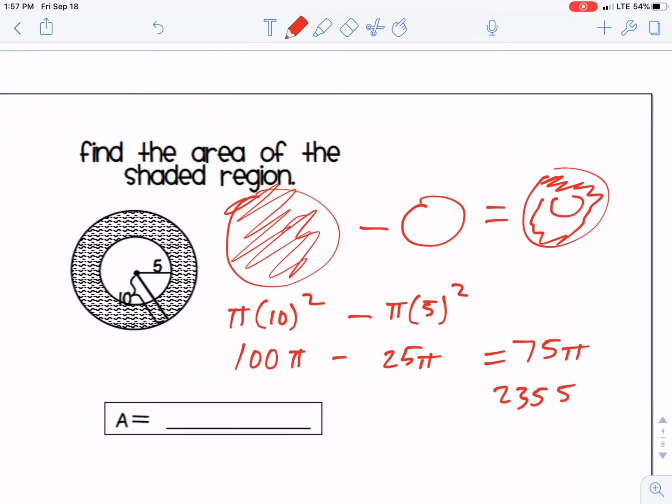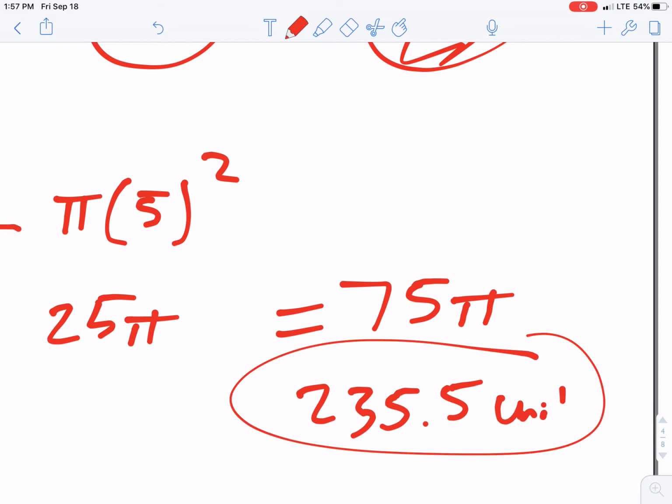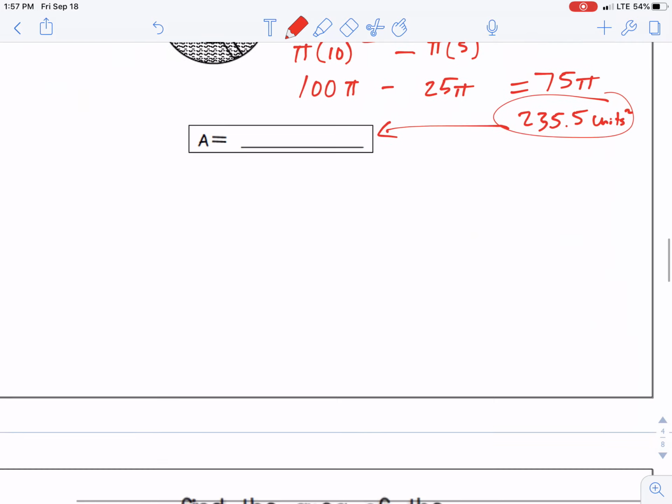or 75 times 3.14, which gives us 235.5, and we have no units of measure. So the area would be 235.5 units squared, because we don't know what it is. That would go right there in the answer spot. So find the area of the shaded region. The shaded region is the whole bigger piece minus the area of the smaller piece.